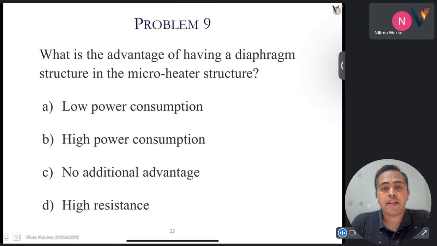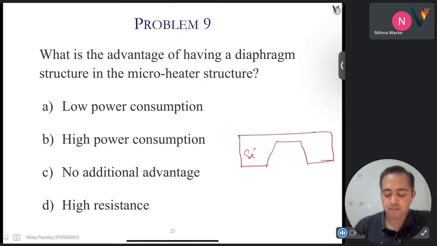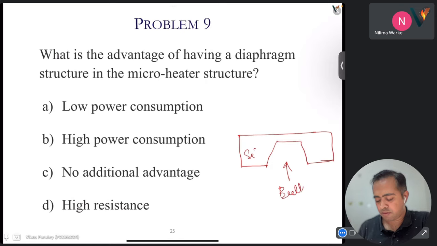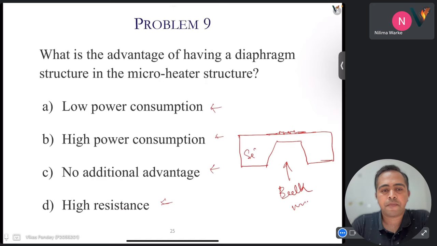What is the advantage of having a diaphragm structure in the microheater structure? In the microheater structure, we talked about how we can create such a structure. This is silicon, and from below we have etched using bulk micromachining, and on top we are creating the microheater structure. So what is the advantage of this diaphragm kind of structure? Low power consumption, high power consumption, no additional advantage, or high resistance. Any answers?